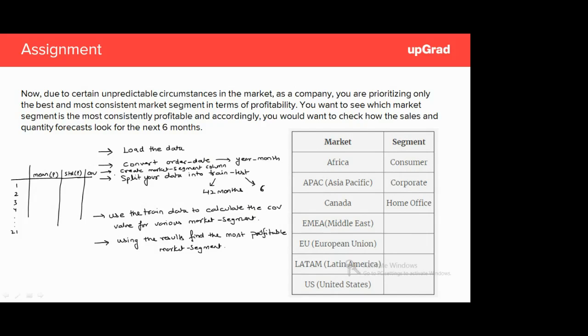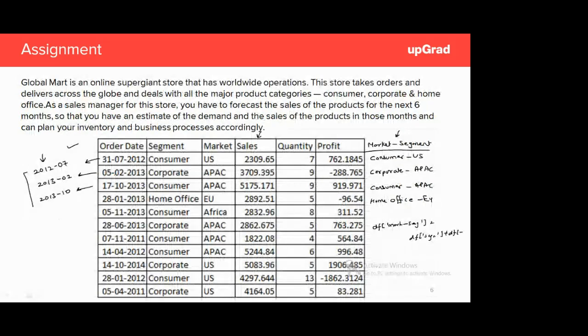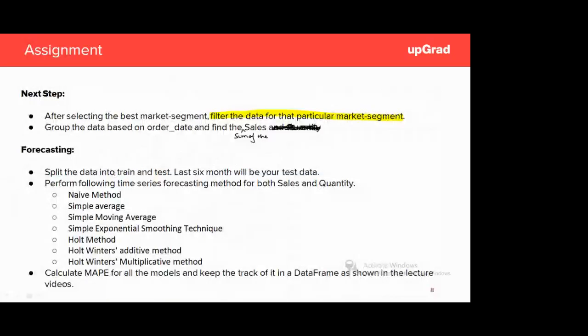Now using the train data, we are calculating the COV value for various market segments. After that, using the result we have generated, we will find out the most profitable market segment based on the COV value. Once all the things are done, I will again use my original data to filter my complete data on that particular market segment. After that, I will group my data based on the order date and find the sum of the sales. Once this is done, we have basically prepared our data. Is everyone clear with this?